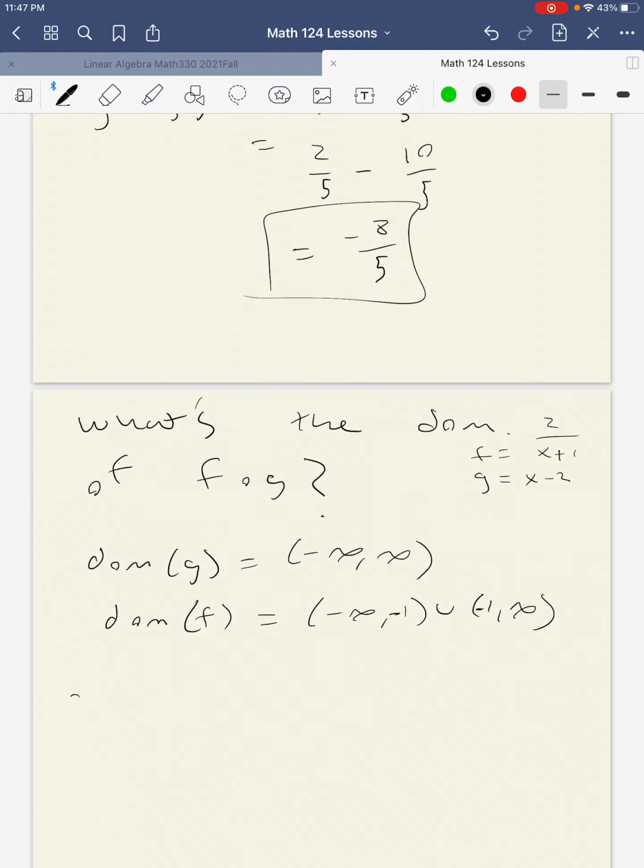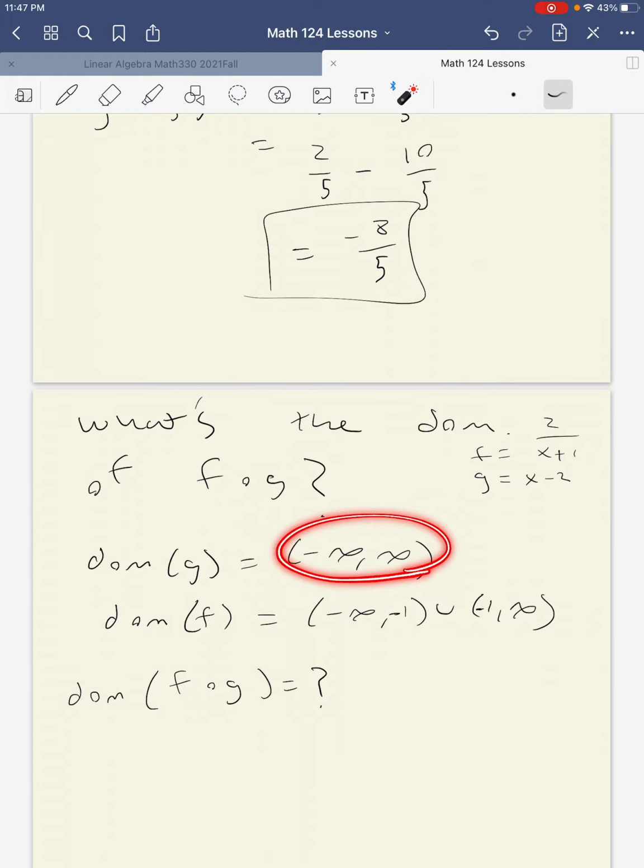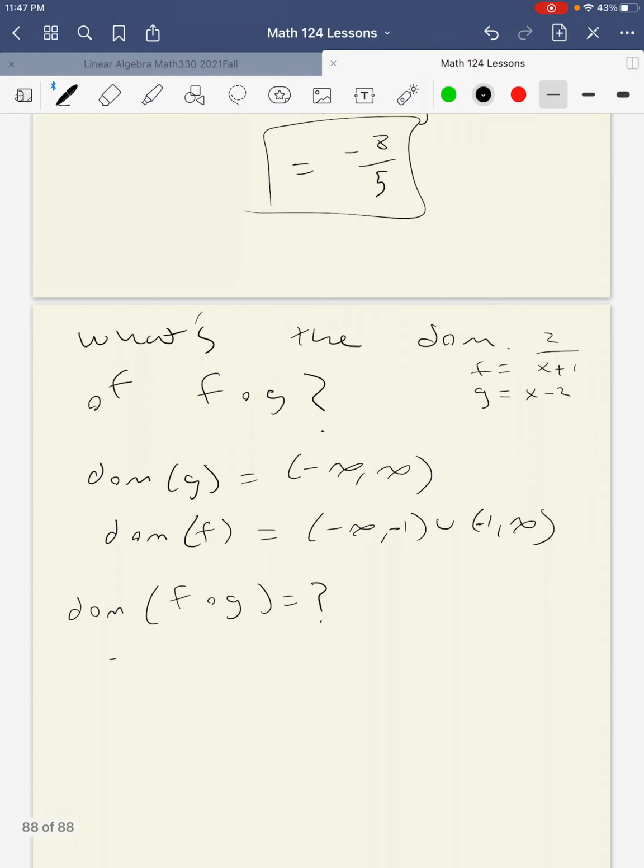Okay, so the domain of f of g is what? It's all the numbers in here such that the output of g will be in here. Let me write that down. All x in the domain of g such that g of x, or x minus 2, is in this interval here.